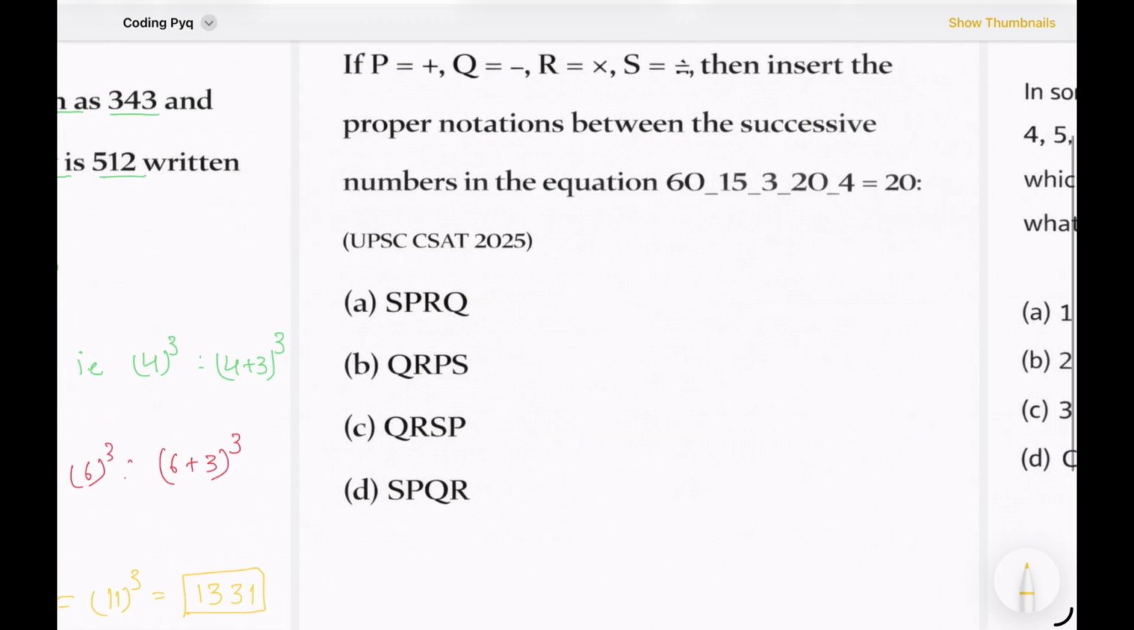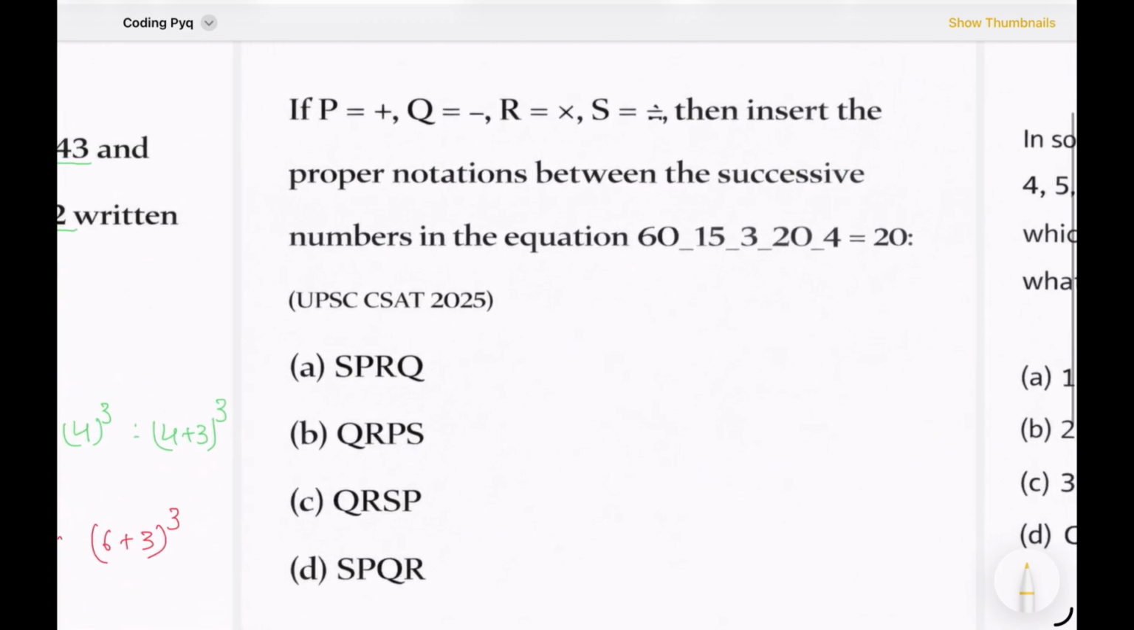Next question in 2025 examination: if P is equal to plus, Q is equal to minus, R is equal to multiplication and S is division, then insert the proper notation between the successive numbers in the equation 60, 15, 3, 20 and 4, and the resultant value must be 20. So we have to apply all the options given here.